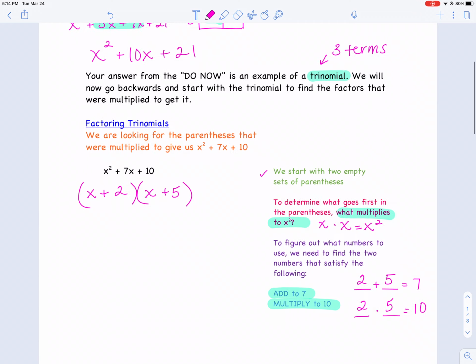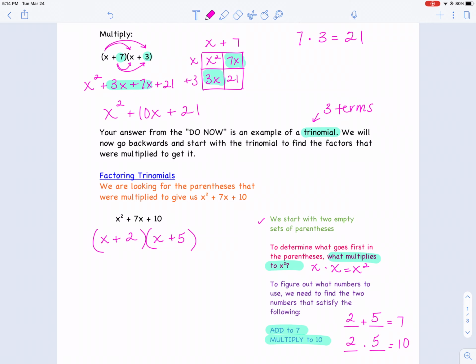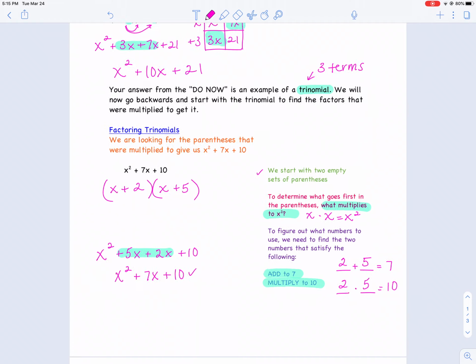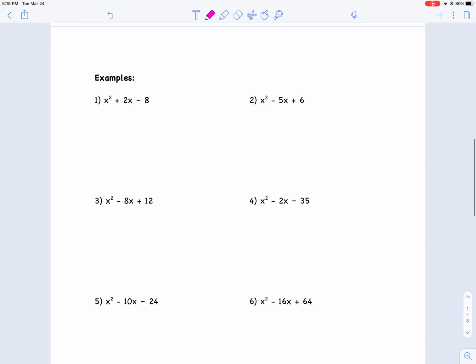Now, I could prove it to you. We could do what we did in the do now, either double distribute or set up a box. You would get x squared, 5x, 2x, and 10. Just like the do now, you combine your middle terms and you get back x squared plus 7x plus 10. So you know you're correct by your 2 factors being x plus 2 and x plus 5. Remember, your 2 numbers have to add to your middle term and multiply to your last term. Maybe make a little note of that.